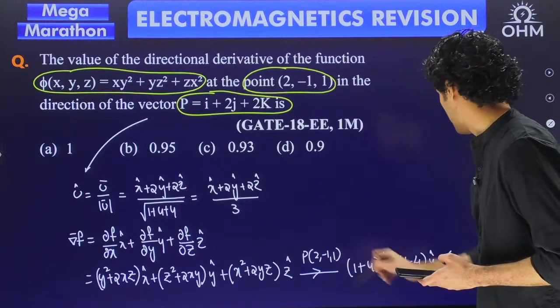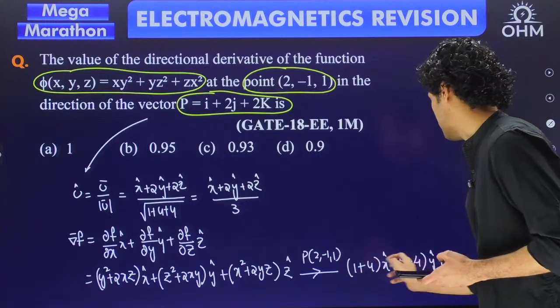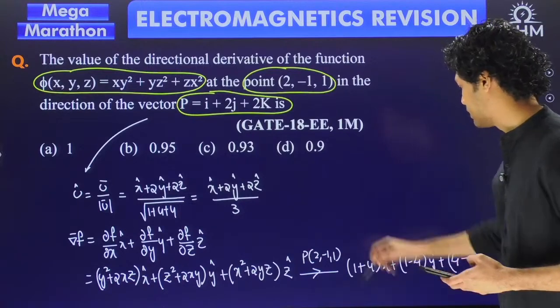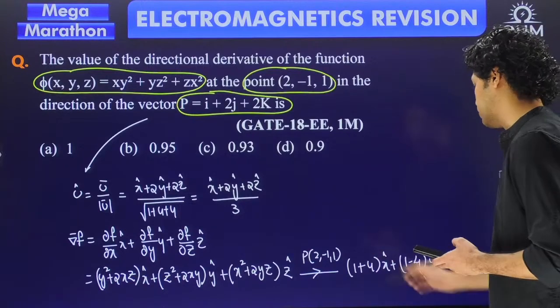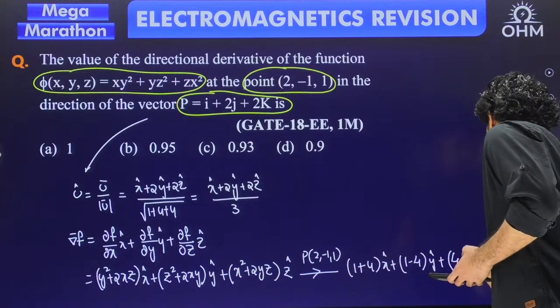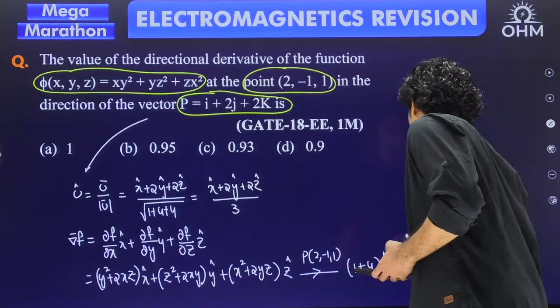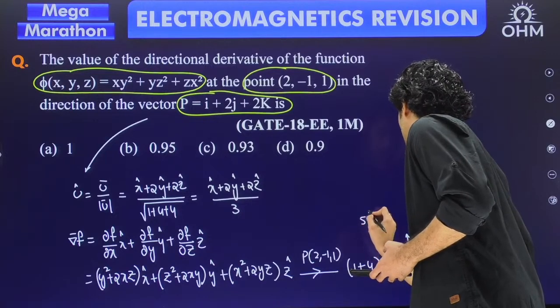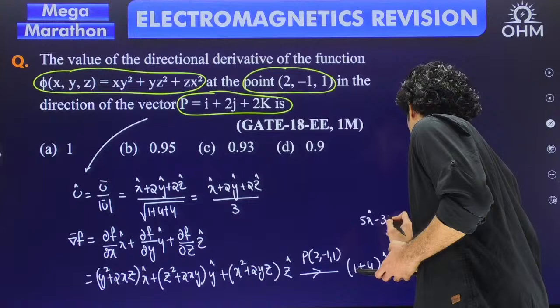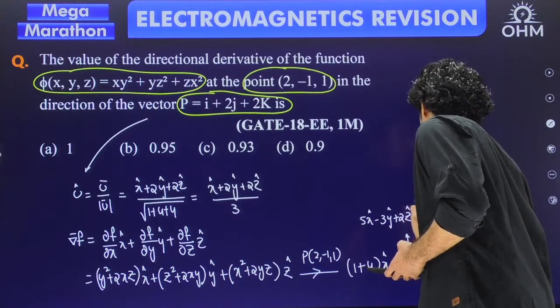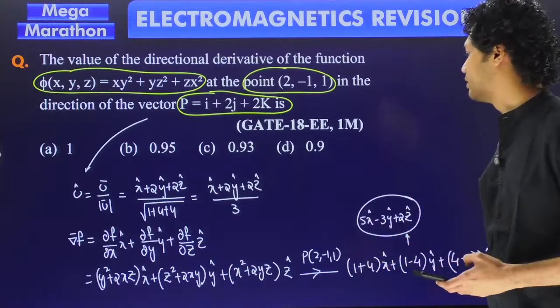So we get first of all x square. X square is nothing but 4, minus yz is nothing but minus 1 into 2, overall minus 2 z cap. Okay. And finally, what is the expression we have got? The expression is 5x cap minus 3y cap plus 2 z cap. Okay. So this is the gradient.